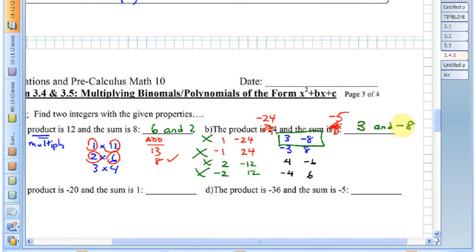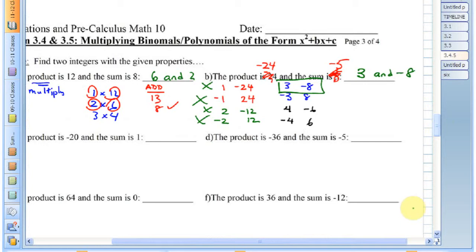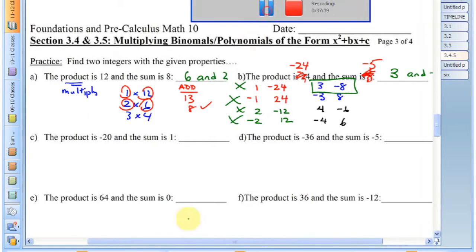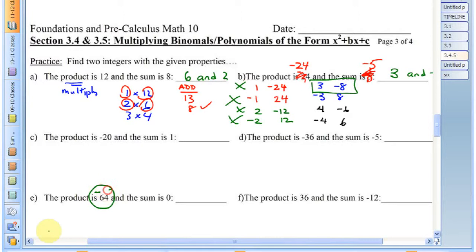Okay, let's continue to play this game. You can win big prizes. Try C, D, E, and F on your own right now. There's a mistake for E. This should be actually negative 64. Okay, that makes it work now. Ladies and gentlemen, for the sake of time, I want to finish this off really quickly now, so let's try this together.